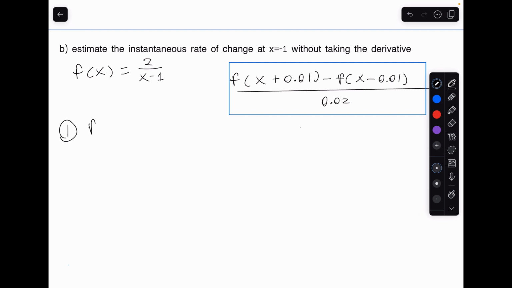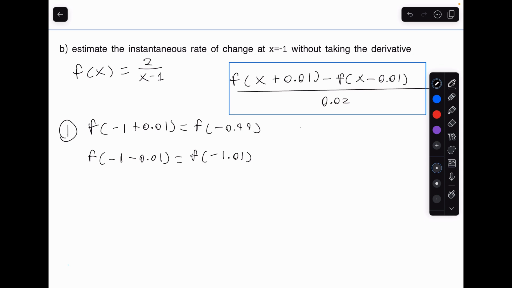So let's do f of x plus 0.01 first. So what is x? x is negative 1. Negative 1 plus 0.01. And then we have f of negative 1 minus 0.01. Okay, so this ends up being f of negative 0.99. Negative 1 plus 0.01 is negative 0.99. And f of negative 1.01.